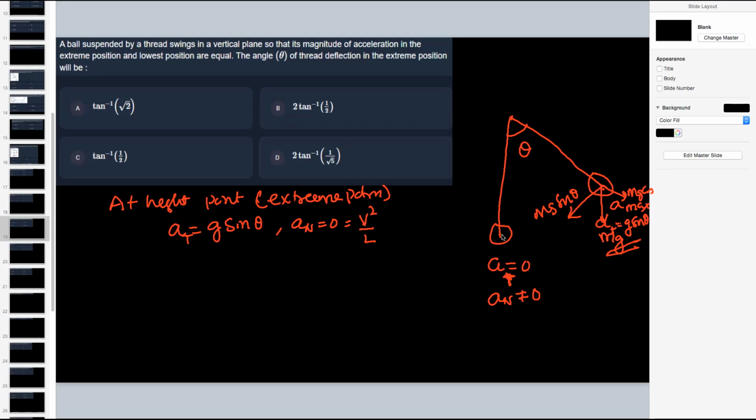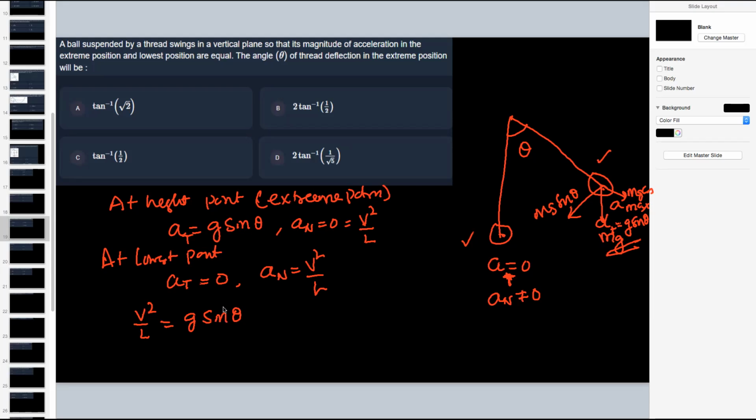Now, when you come to this position, at the lowest point, the tangential acceleration becomes 0. But the normal acceleration is v squared by L. This is important. Now, the question is that the tangential acceleration at the extreme position is equal to the normal acceleration at the lowest position. Then what can I write? v squared by L equal to g sine theta. This is the condition.